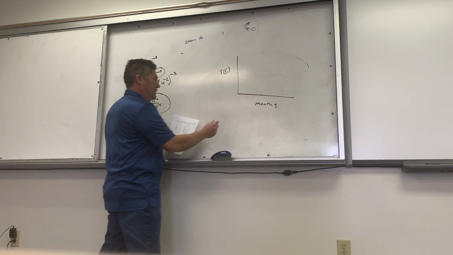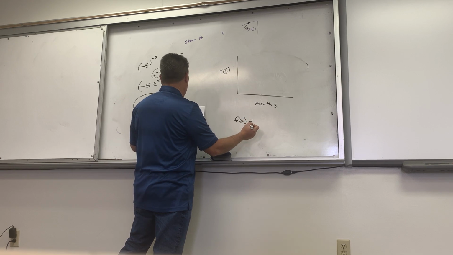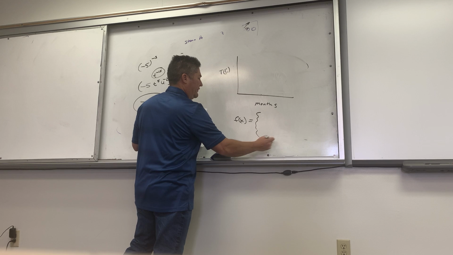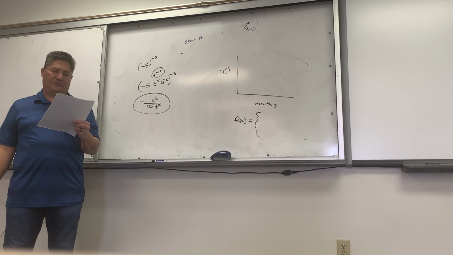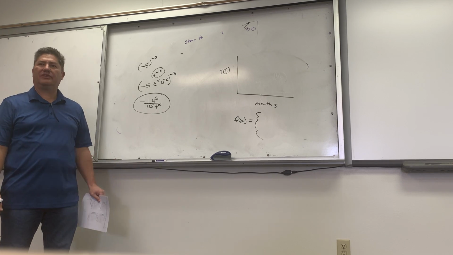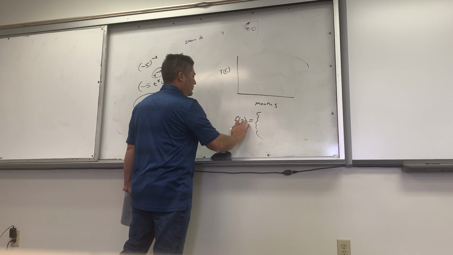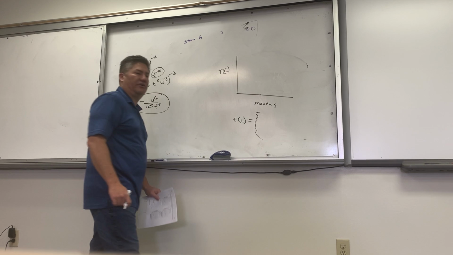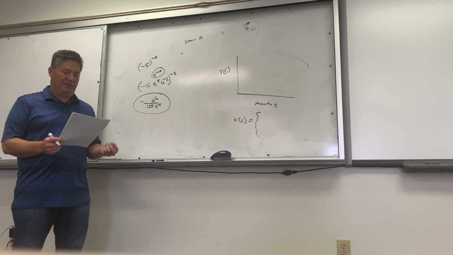And what is your f of x equation for the first 4 months? Or, sorry, T of C equation for the first 4 months. That's what it's asking. Okay? So, what's the very first month going to be?